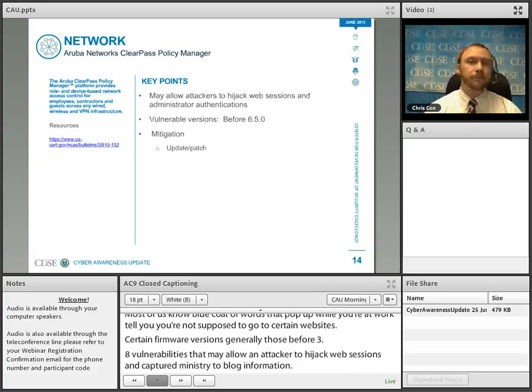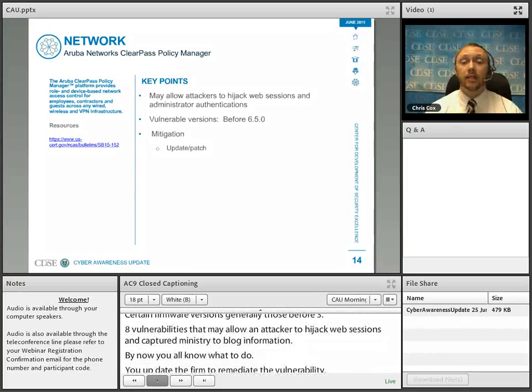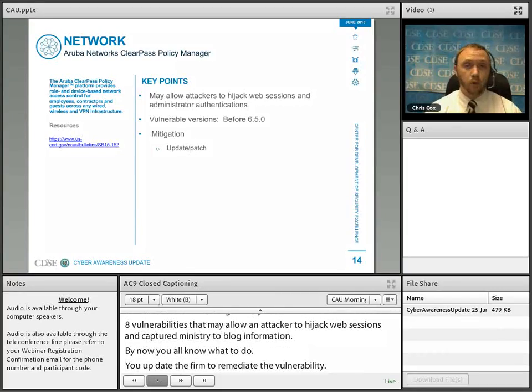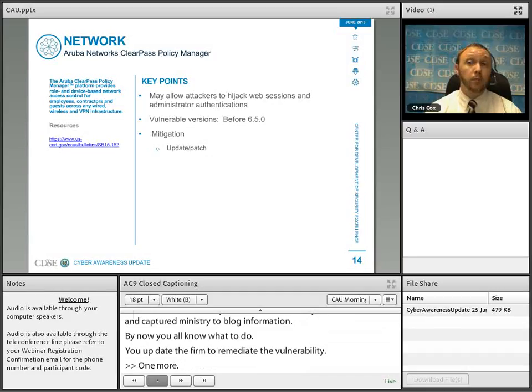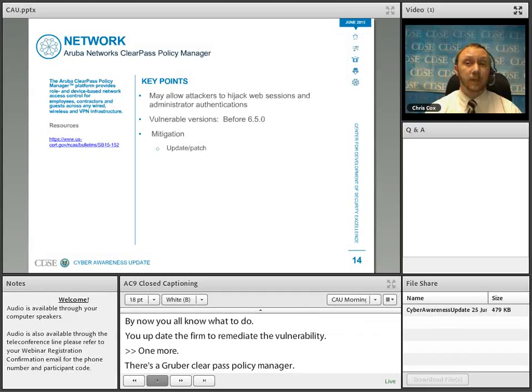And one more. There's a Rubra ClearPass Policy Manager, which does access control on the network. Vulnerable versions before 6.5.0 may also allow an attacker to hijack web sessions and capture administrator login information, potentially leading to further exploits.